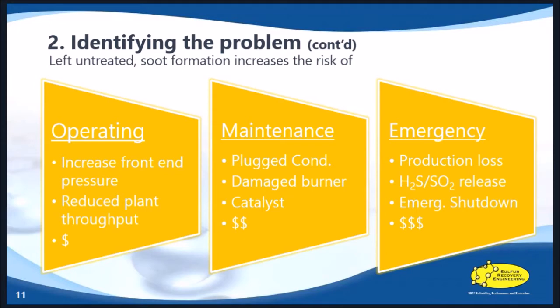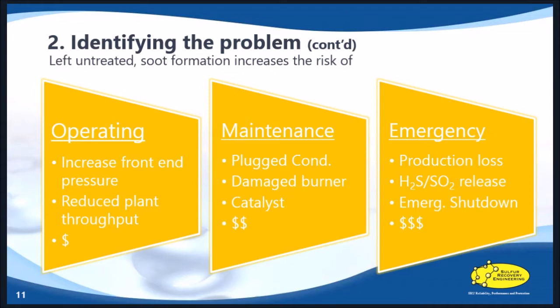Further, if we go up to two dollar signs, you have maintenance costs associated with not correcting the soot formation problem. You'll have your condensers possibly plugging up. You've got your catalyst with a layer of soot on it. If it's fine soot, yes, we'll be able to use a sulfur wash, but are you 100% sure that this soot is not a heavy hydrocarbon soot, something gunky that cannot be removed through a sulfur wash?